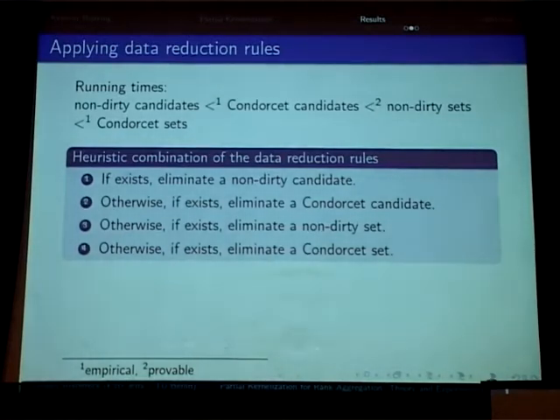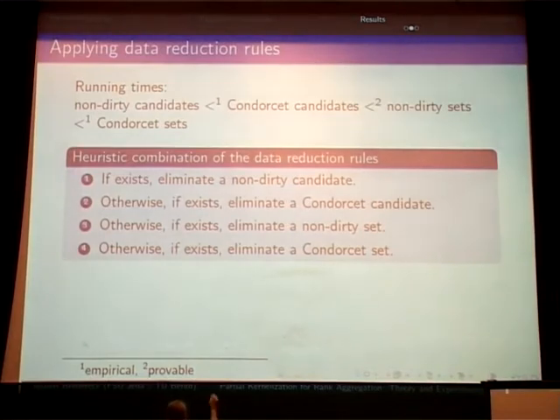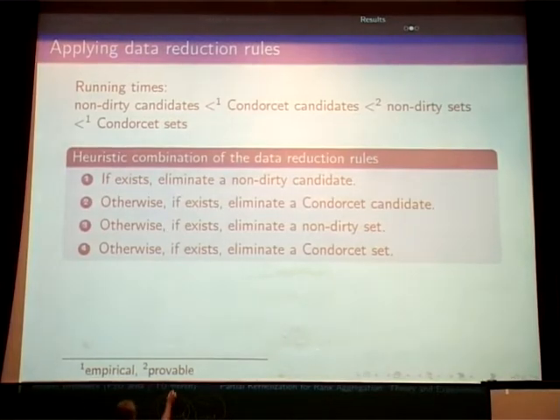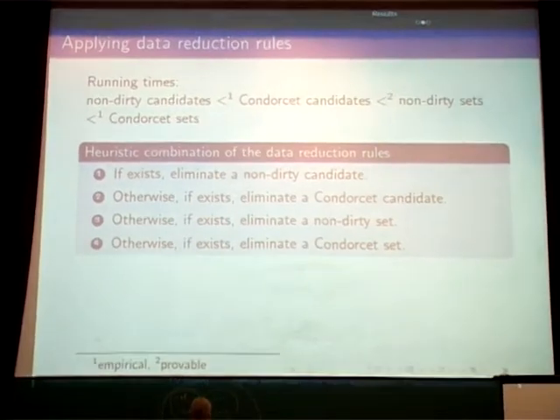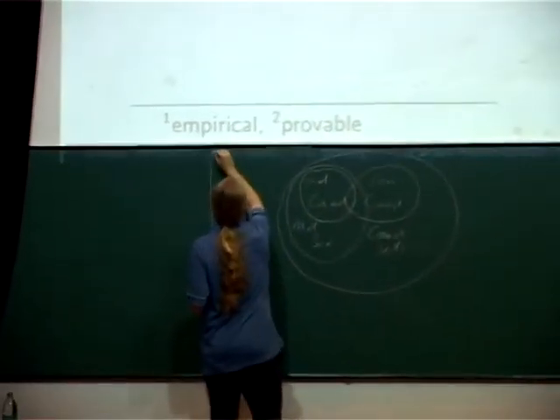Why do we use all three rules? The simple reason is, if we look at the effectiveness of the rules, let this be the set of instances which can be reduced by the non-dirty candidates rule, and this is the set of instances that can be reduced by the Condorcet candidates rule. Then clearly the rule searching for non-dirty sets is this set, non-dirty sets. And as I said, the rule searching for Condorcet sets is at least as effective as each other rule. And this is the whole universe of elections.